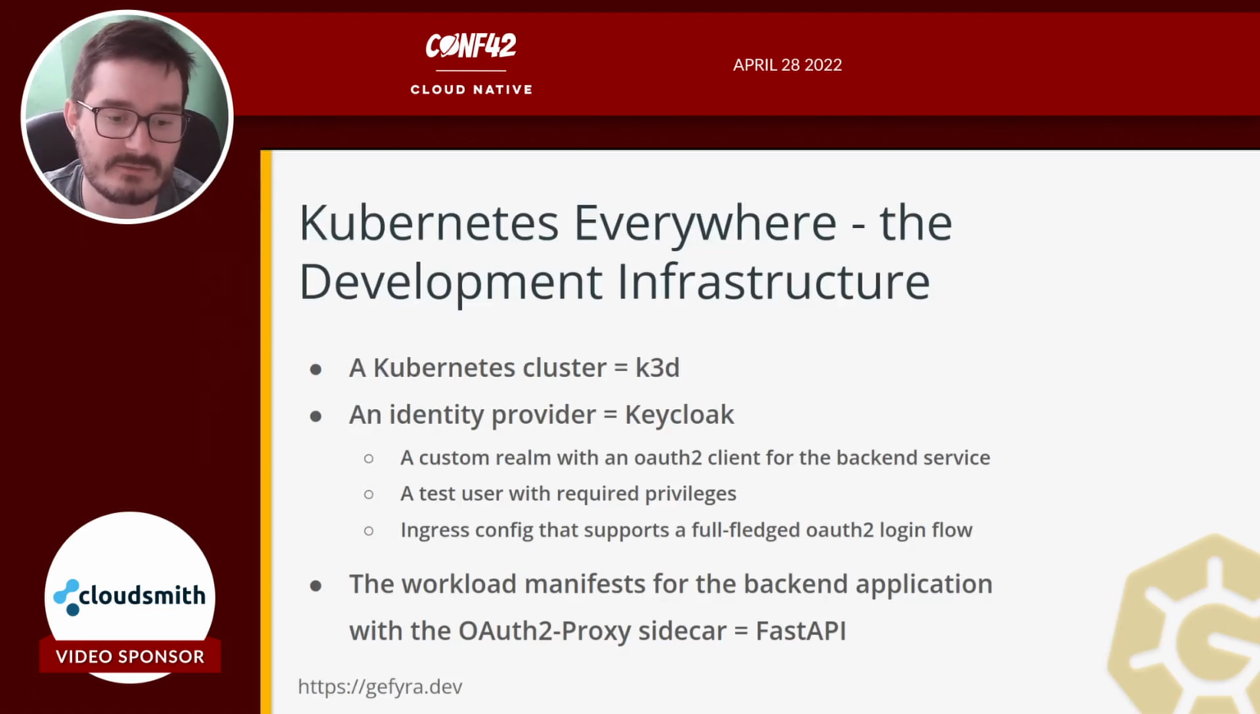And on the other hand, of course, I need the workloads in order to run my demo backend application. For this example, I will be employing the OAuth 2 proxy in a Kubernetes sidecar pattern. The backend application itself is made with FastAPI, a popular Python web framework. But this example, or better yet this pattern, is not specific to Python as a programming language. Rather, it's agnostic to the programming language that you are using.